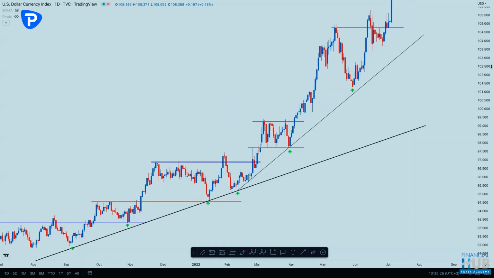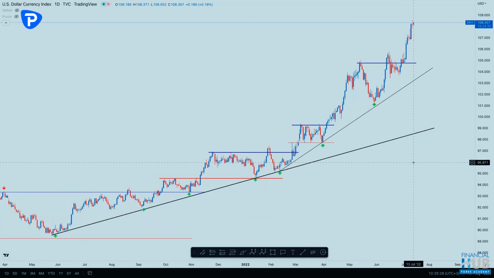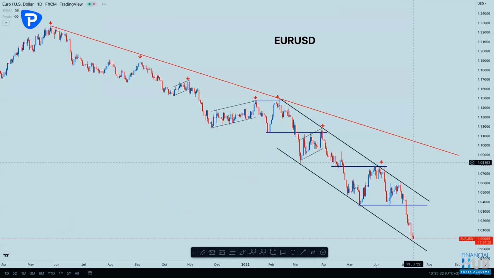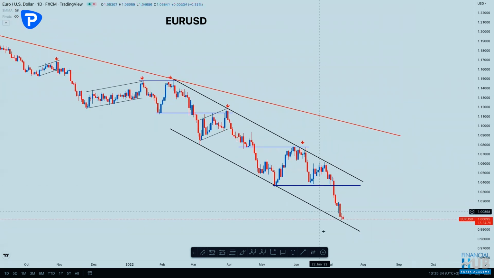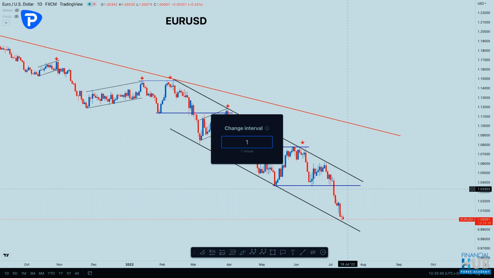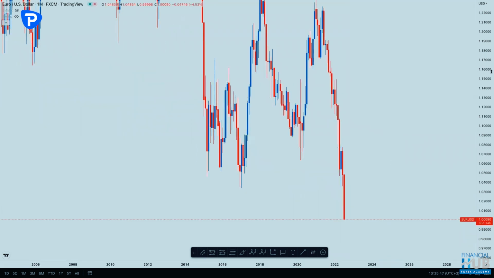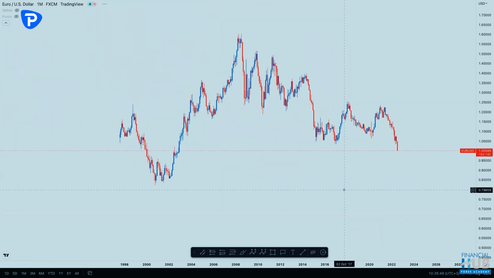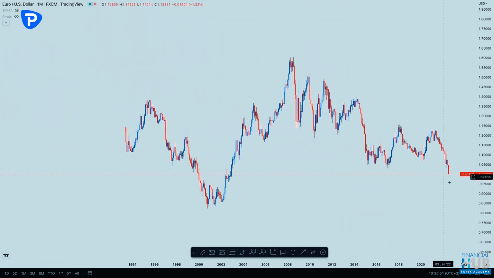There's a lot of dollar strength across the board, and what has been talked about around the global market right now is Euro USD parity. You can see here the dollar has really been strengthening against the euro. The last time the dollar was stronger than the euro was 20 years ago. If you zoom out on this monthly chart, the last time we were at this low was back in 2002 over here.